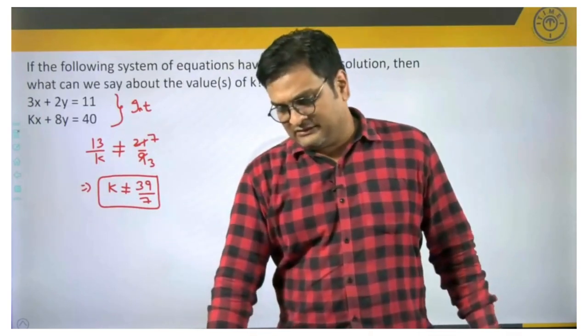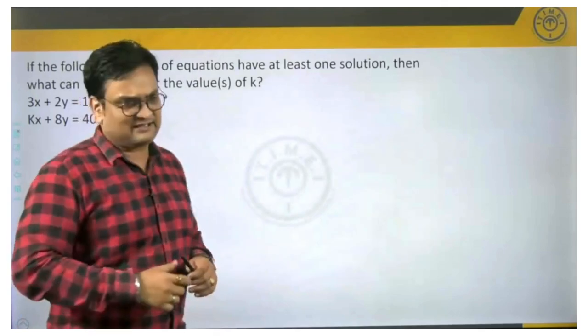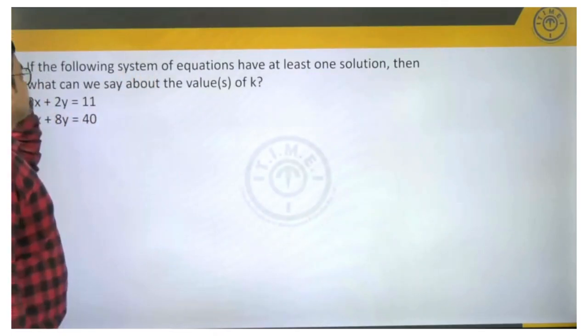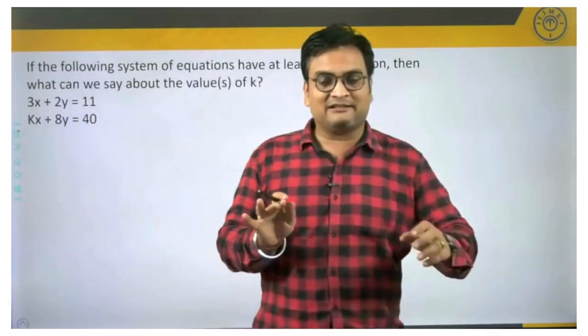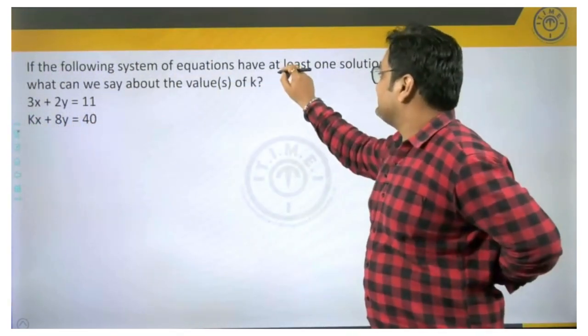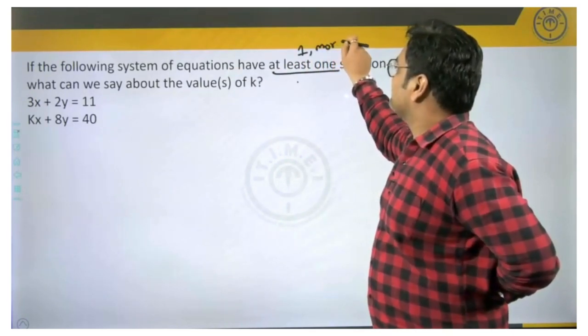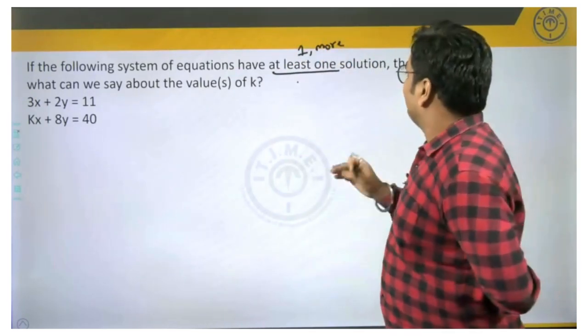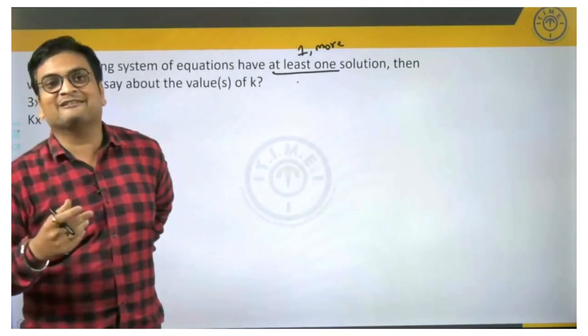Okay. One more question on the same lines, similar lines. Look at this. If the following system of equations has at least one solution, so that means it's not the case of zero solution. Now when I say at least one, it could be one or more. Now when I say more, it could be infinite also, right? One or infinite.